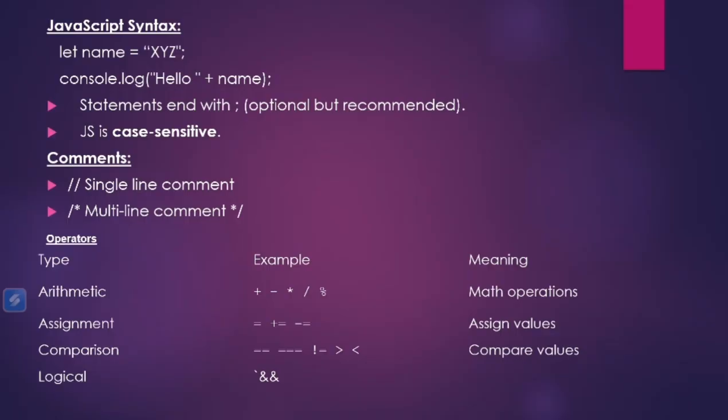JavaScript syntax: statements end with a semicolon, which is optional but recommended. JS is case sensitive. Some operators are also there in JavaScript, like arithmetic, assignment, comparison, and logical. Arithmetic operators are used for mathematical operations. Assignment operators are used to assign values. And comparison operators are used to compare values.